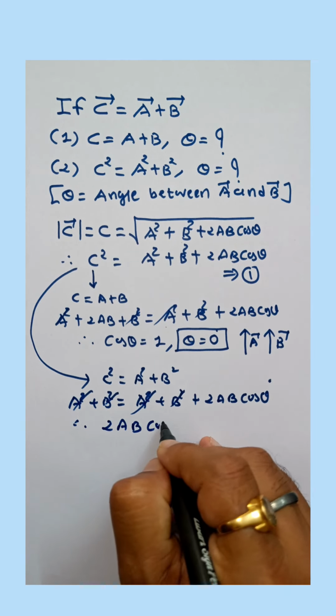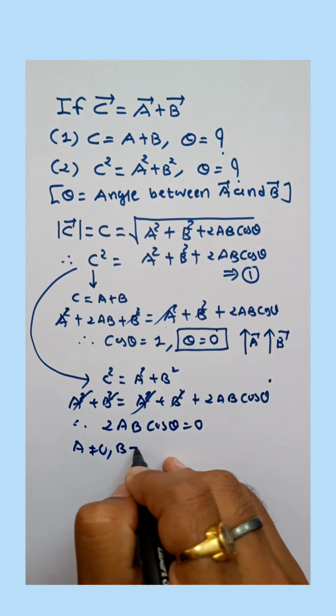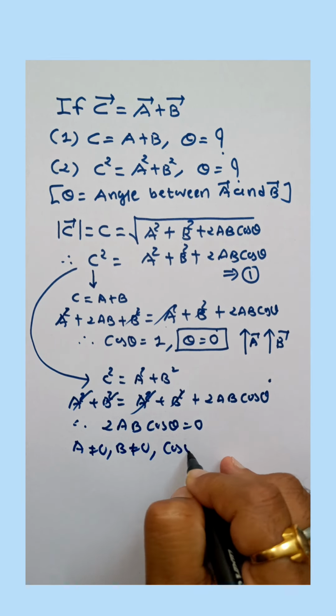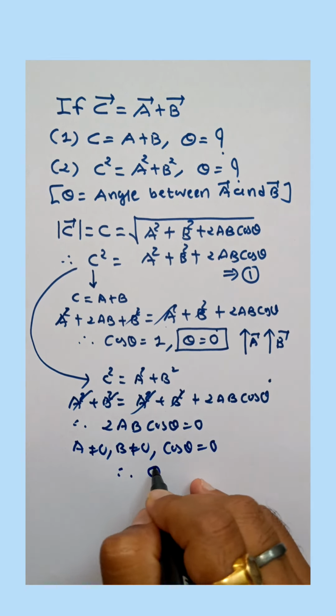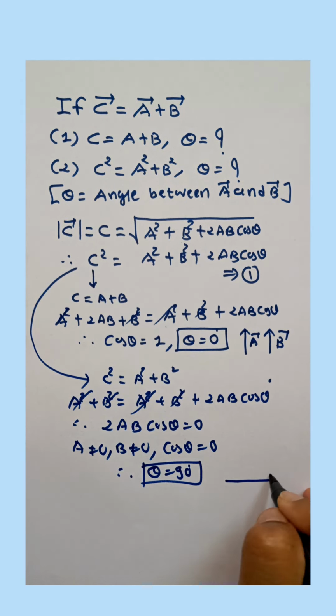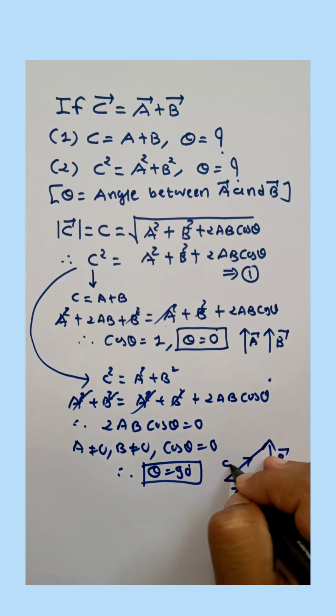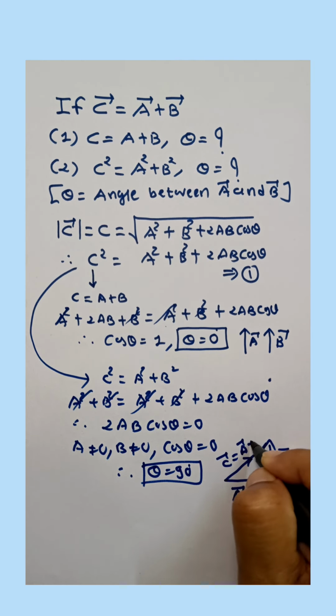So 2AB cos theta is equal to 0, where A is not 0, B is not 0, so cos theta is 0, so theta is 90 degrees. It means A and B are perpendicular to each other. A vector and B vector are perpendicular, and C is the resultant of A and B.